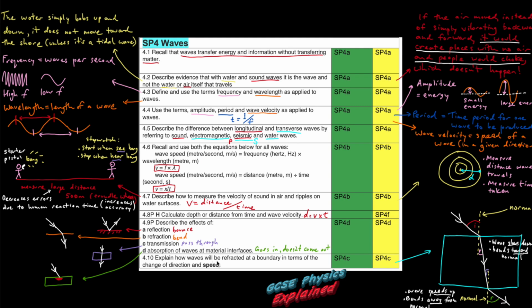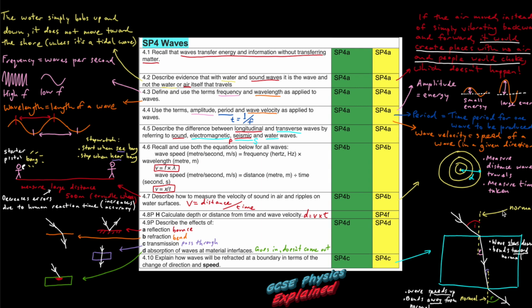And explain how waves will be refracted at a boundary in terms of the change of direction and speed. So we're talking about this picture over here. And what I like to do to summarise it is basically say that as the wave slows down, it bends toward the normal. So the light is originally travelling through air, which is a gas, which is less dense. And as it travels into glass, which is more dense, it's going to slow down because there's more atoms in its way. As it comes out the other side, it's going to go from glass into air, so it's going to speed up. And as the wave speeds up, it bends away from the normal.